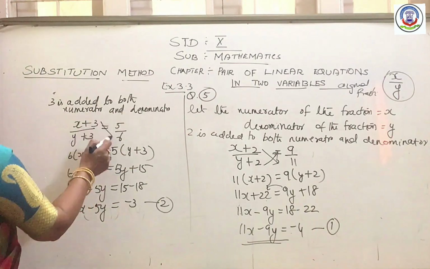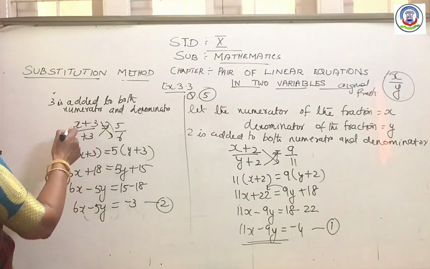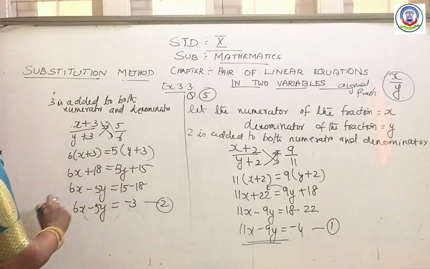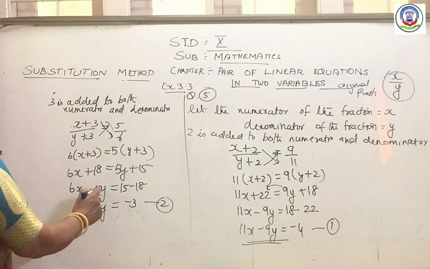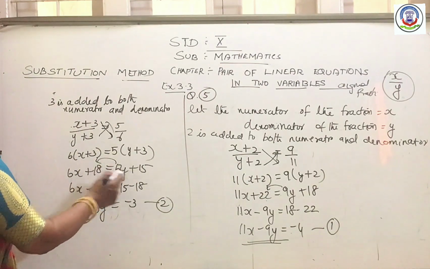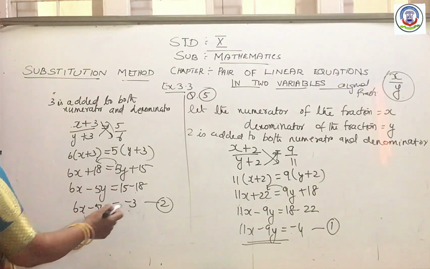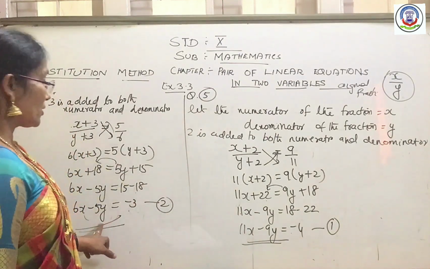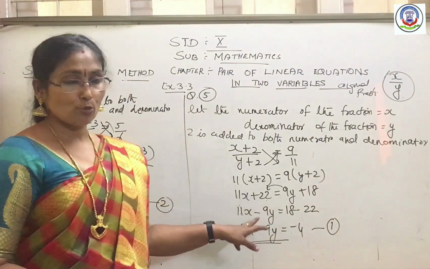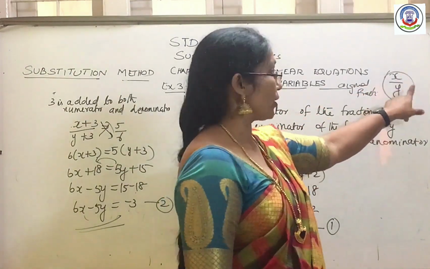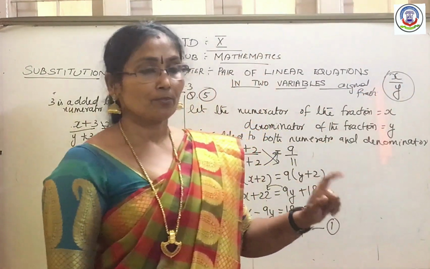Cross multiply again. Then you will get 6 into x plus 3 is equal to 5 into y plus 3. 6x plus 18 is equal to 5y plus 15. 6x minus 5y, you take 5y to this side, 15 minus 18 is equal to minus 3. So you got the second equation also. Now you solve these two equations by the substitution method and find the original fraction, x upon y.